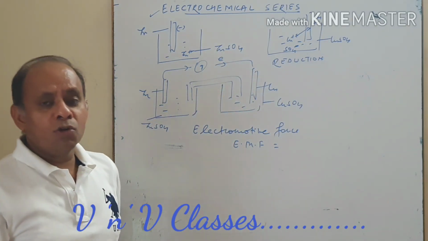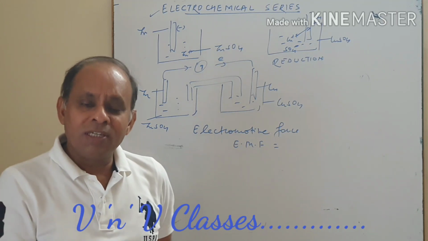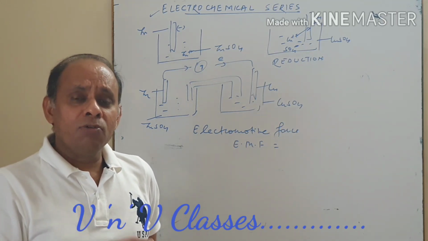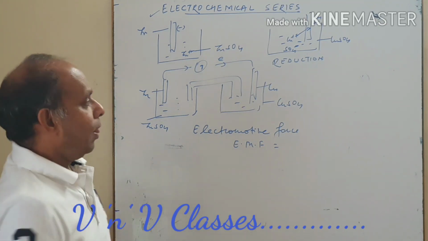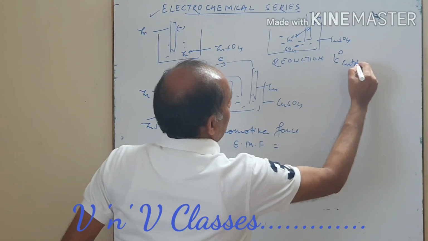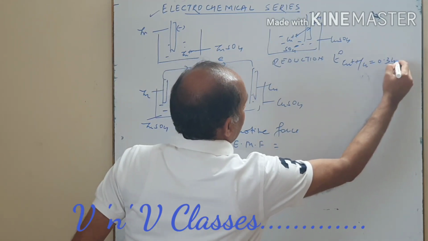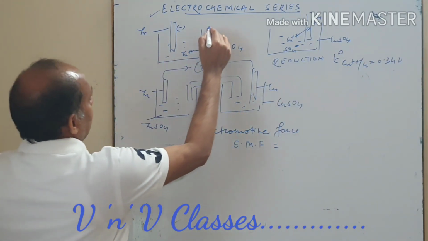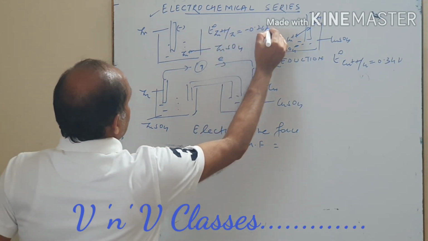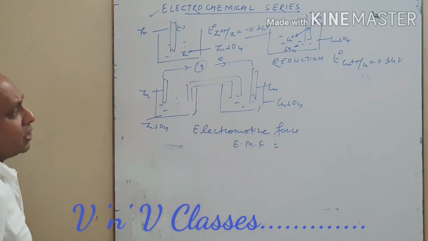So bachcho, whenever you want to find the difference, generally we find the difference from a greater value to a lesser value. I had just written the values. For copper, its reduction potential value was 0.34 volt, and for zinc, its reduction potential value was minus 0.76 volt. So let us talk about this cell only.